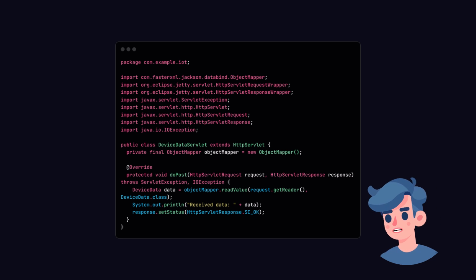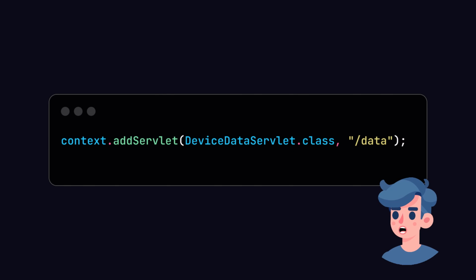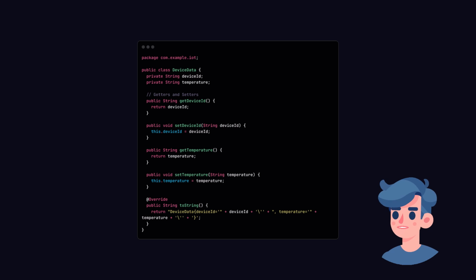Now that we have our HTTP server up, let's define an endpoint for receiving data from IoT devices. We will create a new servlet class named DeviceDataServlet. Don't forget to register the servlet in our IoTServer class. We will modify the main method to include the servlet. Let's define the DeviceData class, which will represent the structure of the data we expect to receive from devices.